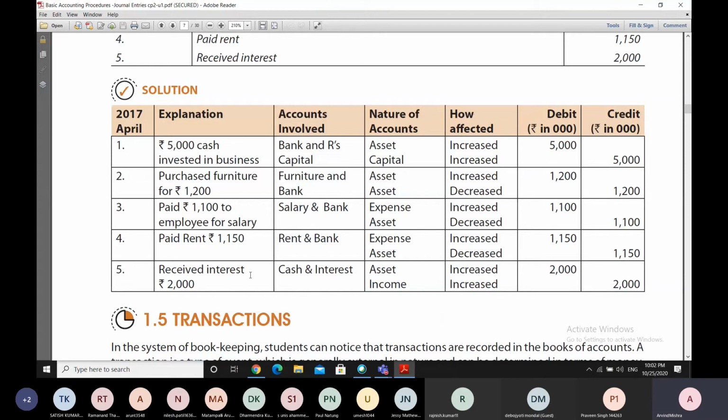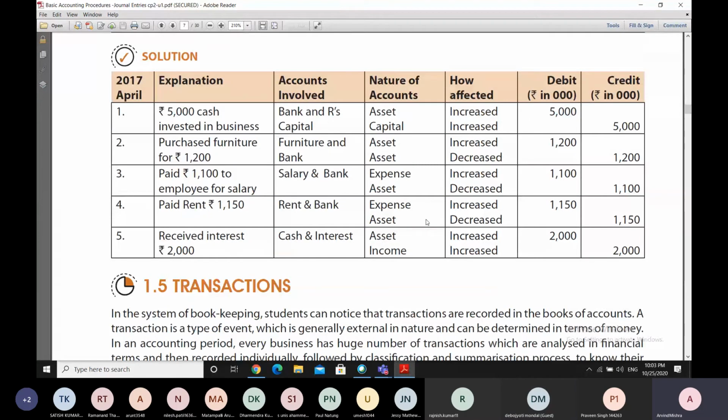Fifth example: interest of 2,000 rupees is received, so this will affect two accounts, interest and cash. Cash is an asset account which will be increased, so it will be debited by 2,000, and the interest income account is increased because interest is received, so that is a credit entry. So in this manner, by applying those 5 rules and the earlier discussion, we are able to understand which account is to be debited by how much amount and which account is to be credited by how much amount with every transaction.